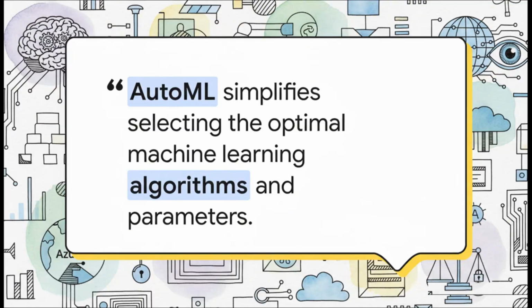And here is a magic keyword for the exam, AutoML. That's automated machine learning. If you see a question asking for the fastest or easiest way to build a pretty good model, especially for someone who isn't a data science expert, your brain should light up and think AutoML. It's the feature that does all the heavy lifting for you, trying out tons of different models and just picking the best one.